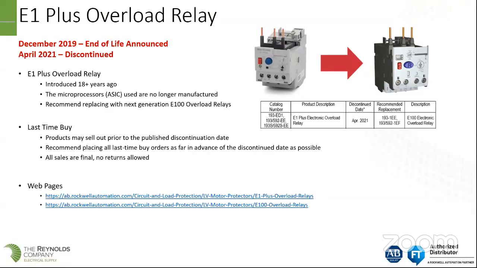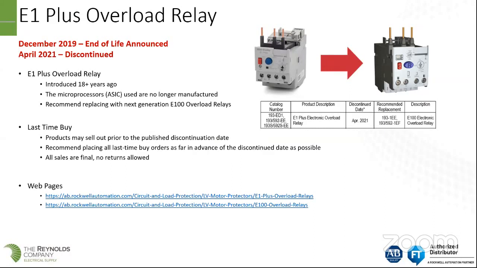Part of this was due to the microprocessors that are being used in the E1 Plus family, with it being 18 plus years old. Those chips are no longer available. So Rockwell has come up with a new basic solid state overload relay, the next generation E100 overload relay with the latest microprocessors and technology inside. Key note here is April 2021 will be the discontinuation date, so no longer available for sale. It seems like a long way away, but it's crazy how fast time goes by.